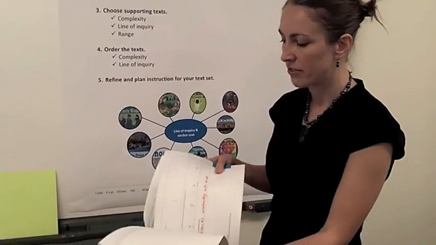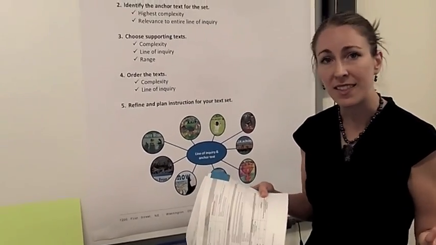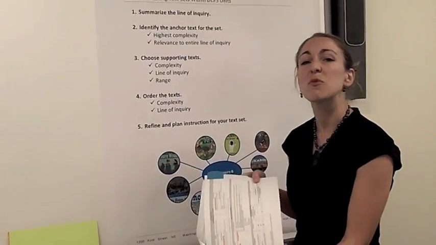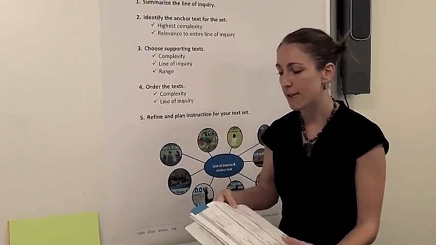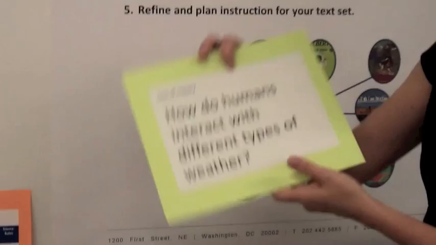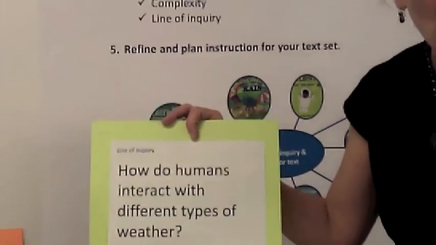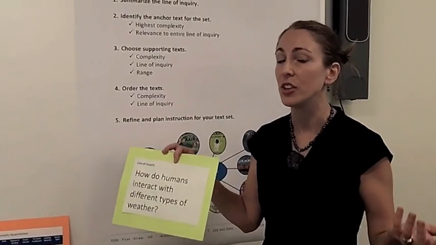And I went through more of the learning plans, I went through the module, and I looked at some of the questioning within that, and I felt like those are two of the really big ideas this unit is going for. Keeping that in mind, I summarized my line of inquiry like this. How do humans interact with different types of weather? Again, drawing on those big ideas from within the unit.